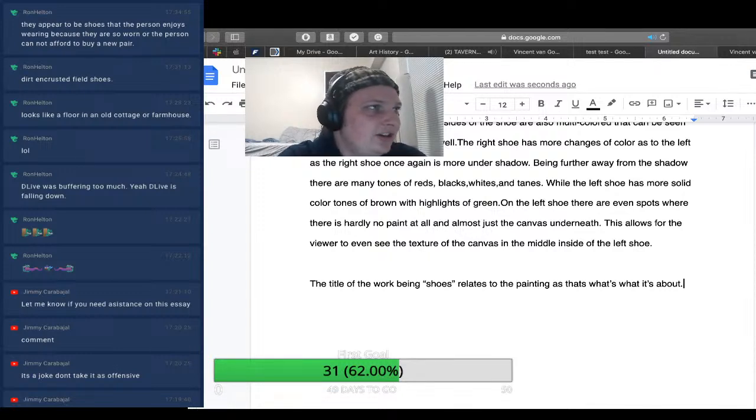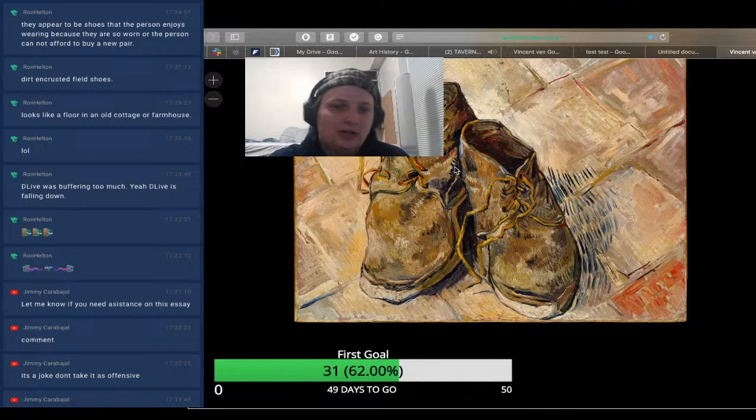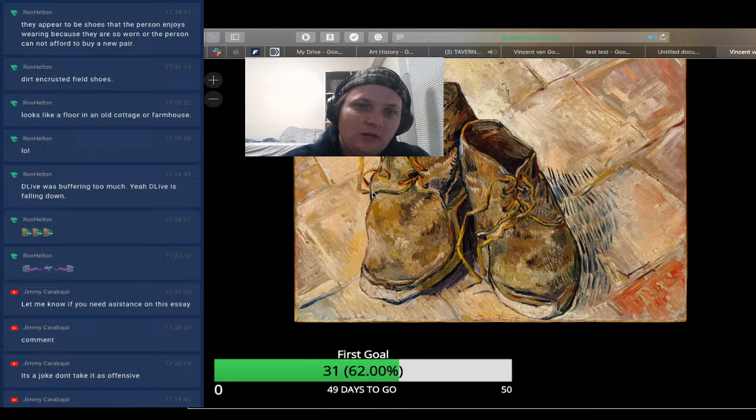Ron Helton says here, they appear to be shoes that the person enjoys wearing because they are so worn, or the person cannot afford to buy a new pair. Yes, definitely. They are definitely not brand new shoes. They're definitely very worn. You could see the shoe itself is worked in some areas, probably from fitting inside the shoe.